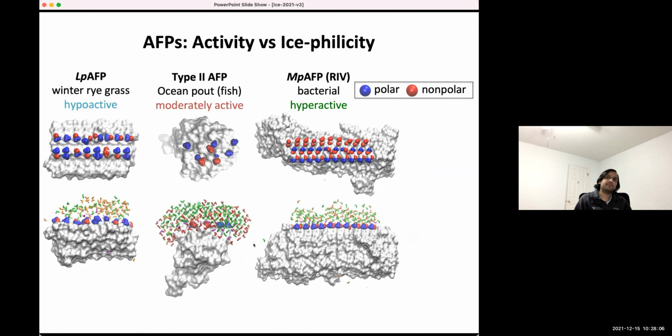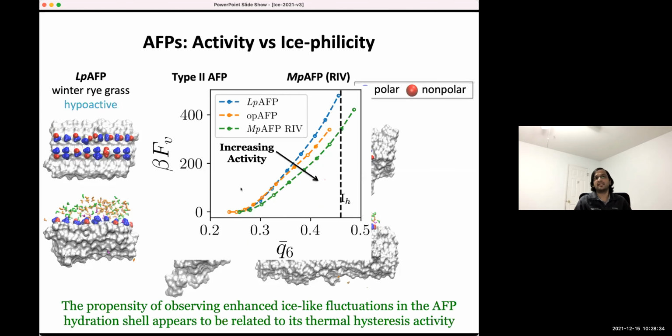And so the last thing I'll say is very preliminary results that we have that have to do with looking at the ice binding sites of a variety of AFPs, which differ in their activity. So different organisms have evolved different AFPs that are able to suppress ice nucleation to different extents of supercooling. Right? The hyperactive ones can be supercooled the most, and the hypoactive ones the least. And so what we found is that the more the activity of the AFP, the more icephilic its ice binding site seems to be. Okay.